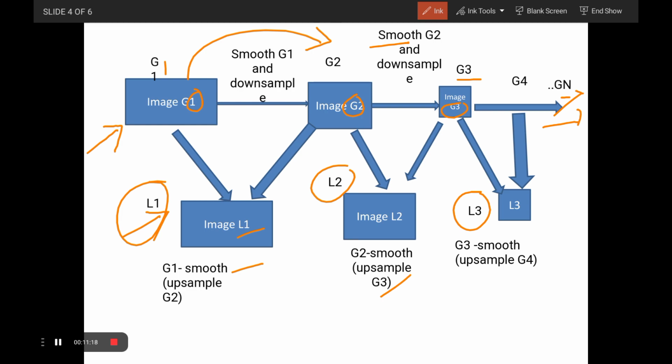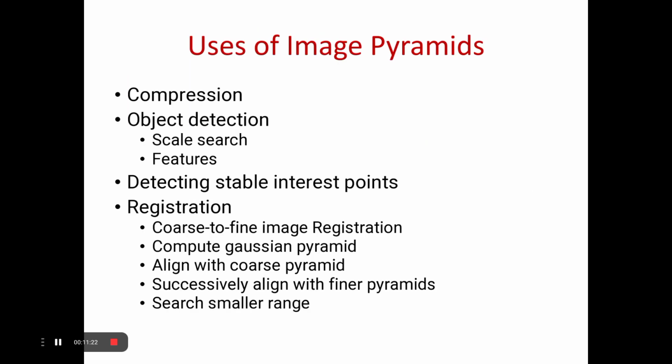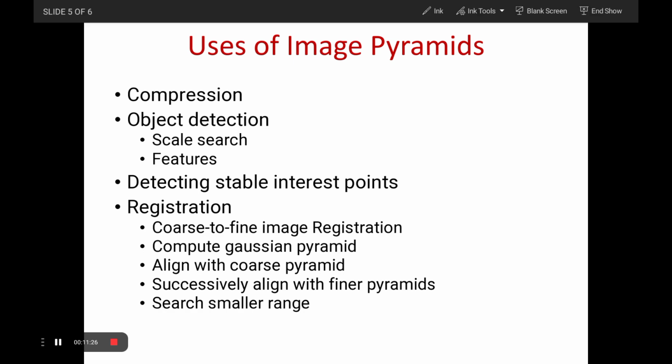So that is just a brief introduction to the image pyramid. Coming to the advantages of the image pyramid, it finds a variety of applications. First, compression: in the case of the image pyramid, you can reach a very small image by using the Gaussian or Laplacian pyramids. That means with the help of the image pyramid, you can reduce the size of the image. That is one thing.